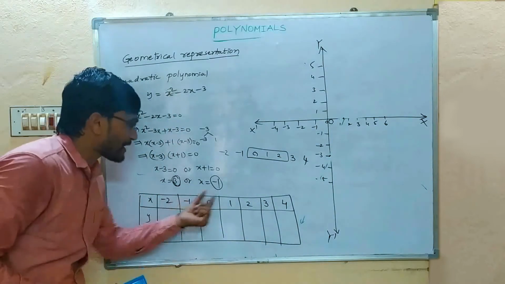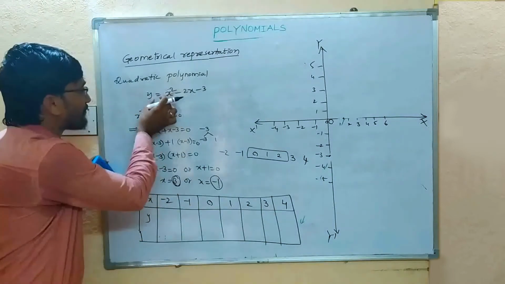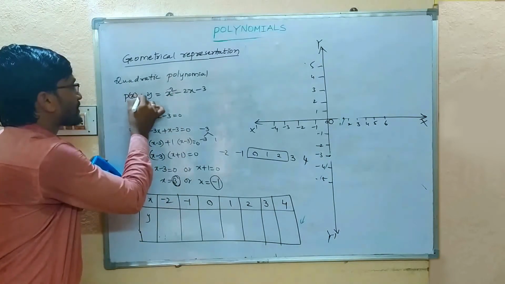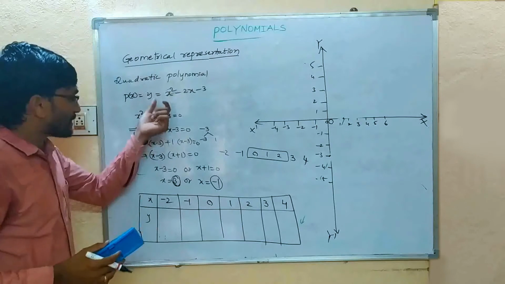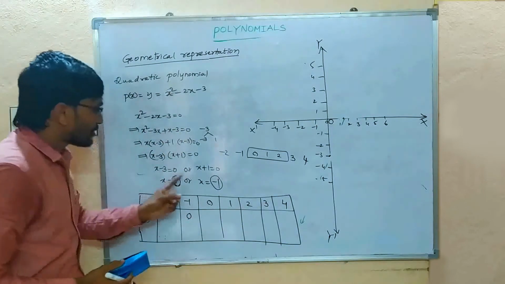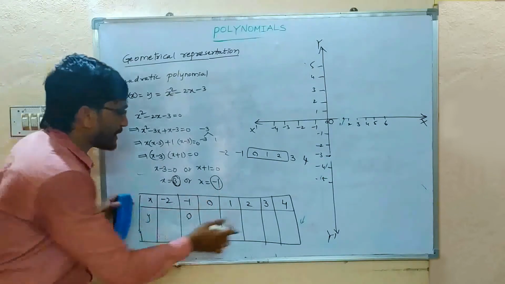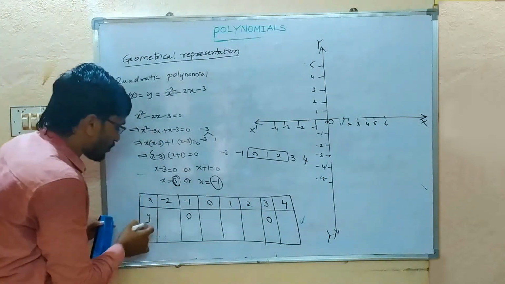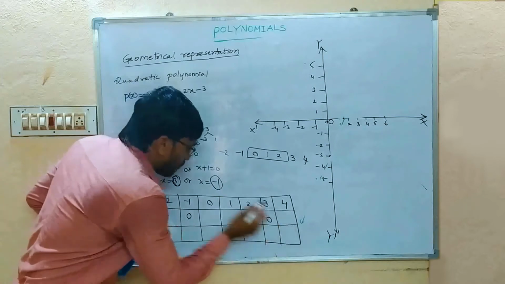So minus 1 and 3 are the zeros. Consider the value of the polynomial p of x as y. The value of y at x equal to minus 1 is 0 because minus 1 is a zero of the polynomial. At 3 also it is 0.